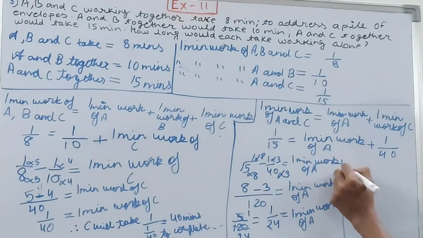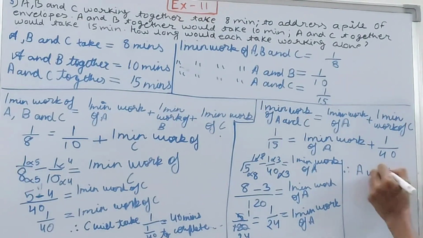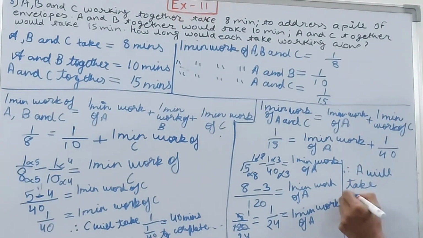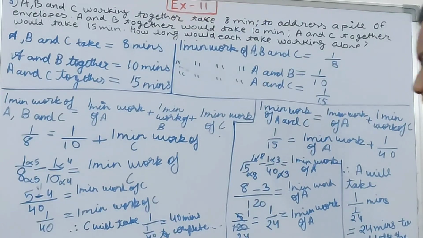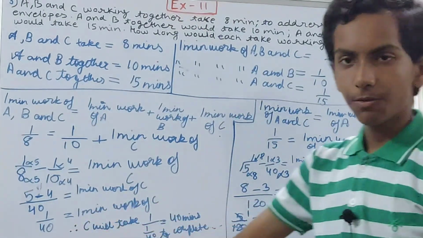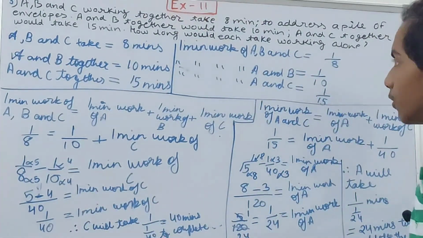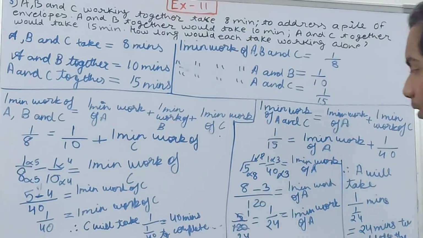Now therefore A will take 1 upon 1 by 24 minutes, which is your 24 minutes to complete the work, right? And that becomes your answer. First, C will take 40 minutes, A will take 24 minutes. Now we will also calculate for B, but for that I'll erase this. So let's move on to calculating the time B will take to do the work.